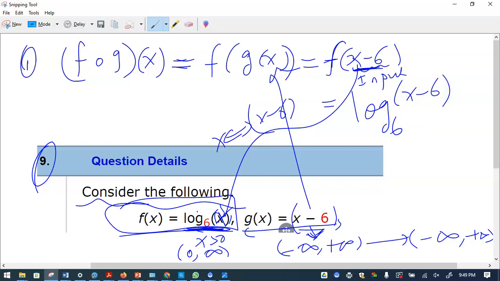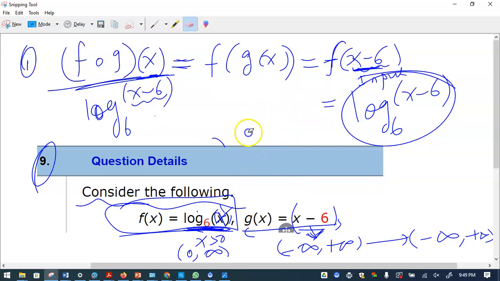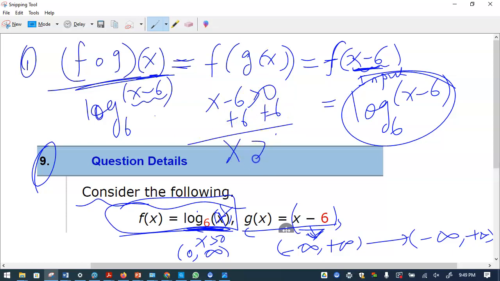If you look at this, the composition function, this part is this one. I'm going to write it again: logarithm of x minus 6. But the thing is, you can't have this input be less than or equal to 0, so it has to be greater than 0. So all you do is put x minus 6 is greater than 0, add 6, and there you go, you're done.